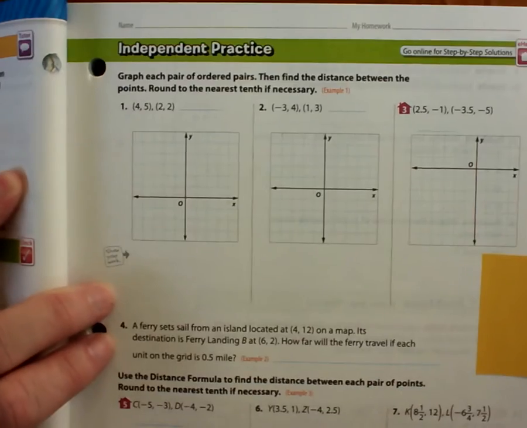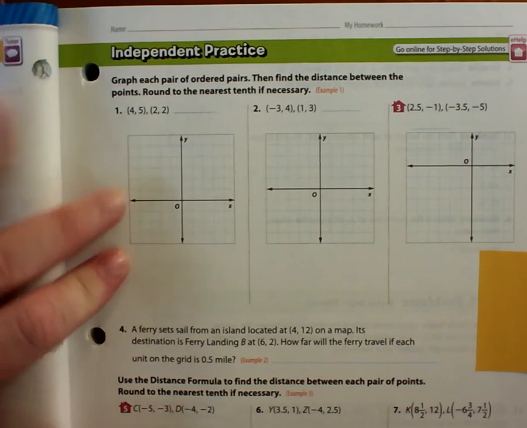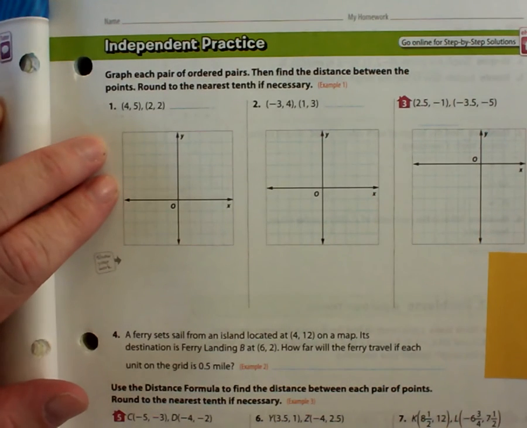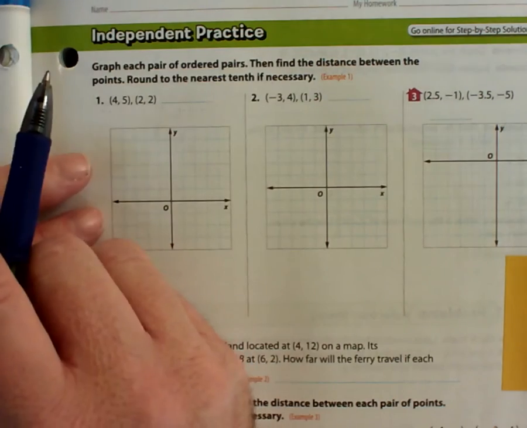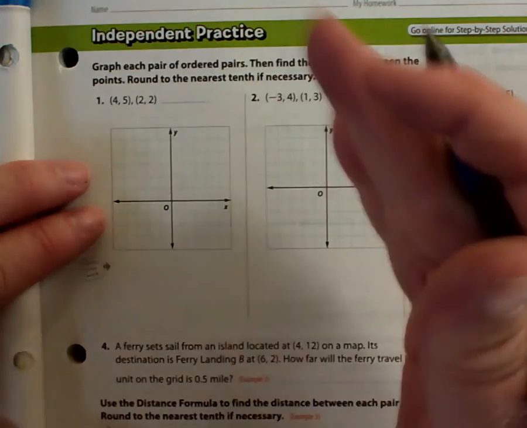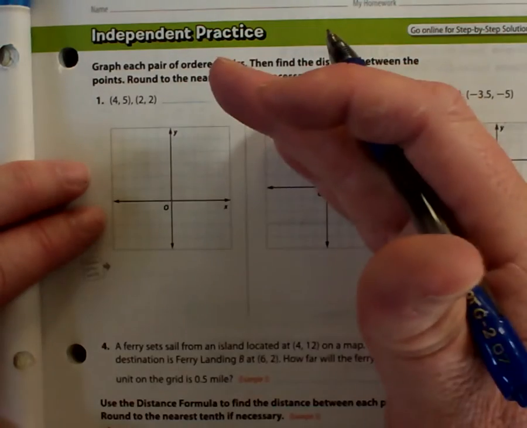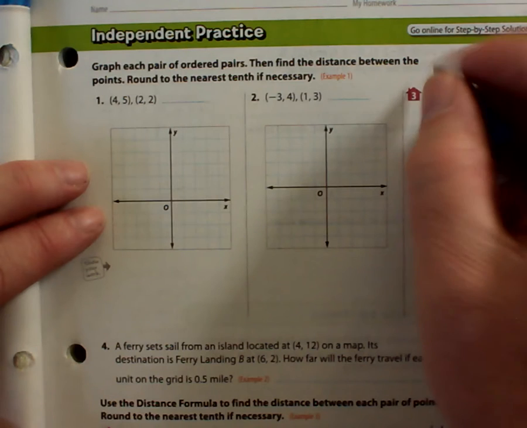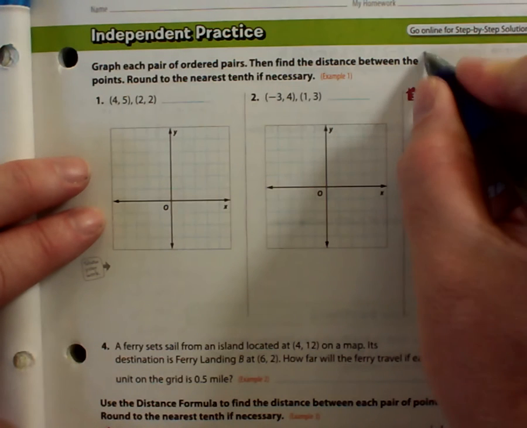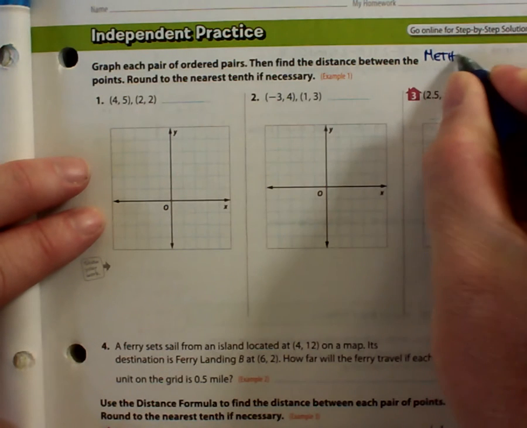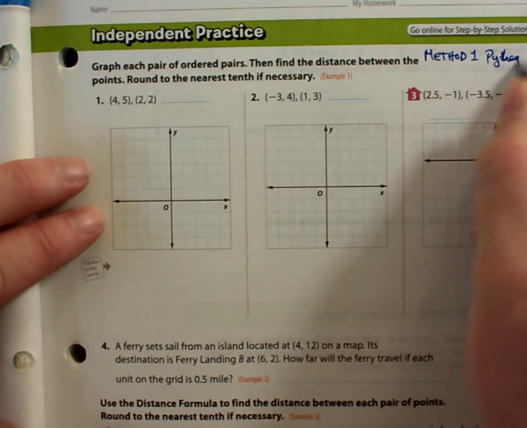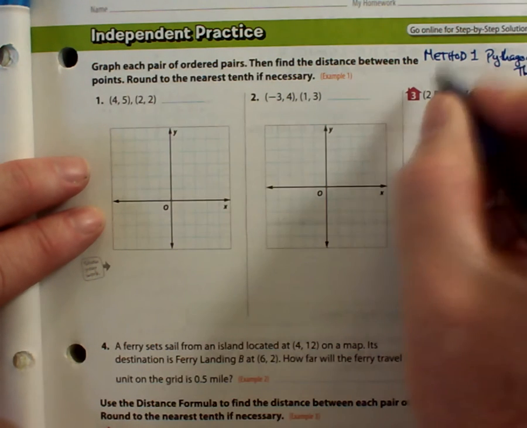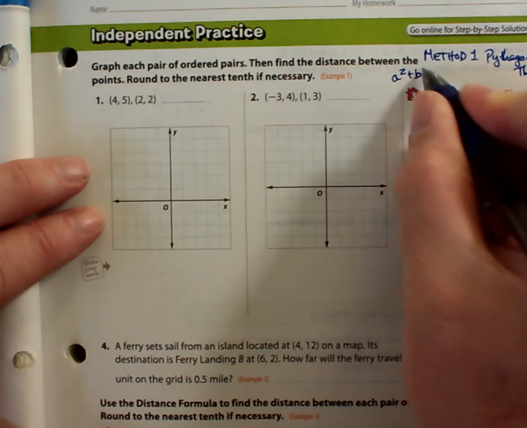So here we have some simple problems. Remember, there's two methods to solve using the distance formula. Well, it's truly one method. It's the Pythagorean theorem, and then out of the Pythagorean theorem, we built the distance formula. So let's look at the Pythagorean theorem. Method 1, Pythagorean theorem. That's a squared plus b squared equals c squared.